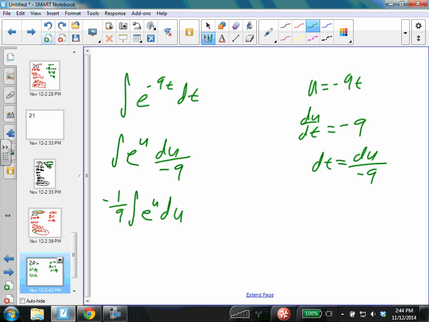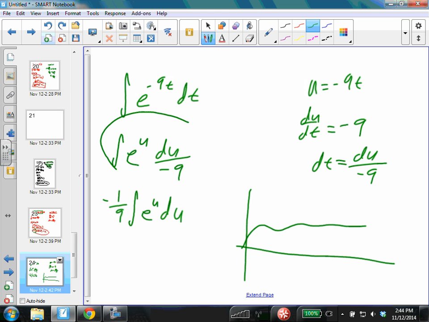Okay. Since it's a constant and it's being multiplied, think about area under the curve. If you take this function right here, I'm just going to make a function like that, and you have something like this, this would be e to the u divided by negative 9. It's going to take every one of these e to the u's and do what with it? Divide it by negative 9. So in essence, if you divide something by negative 9, it's going to make it 1/9 that height.